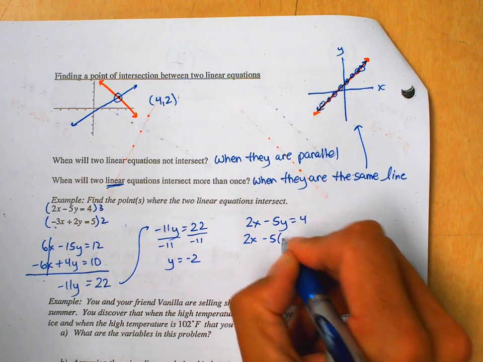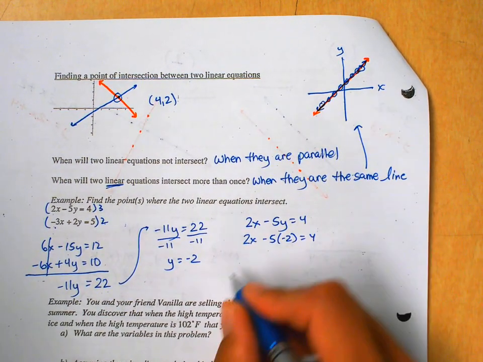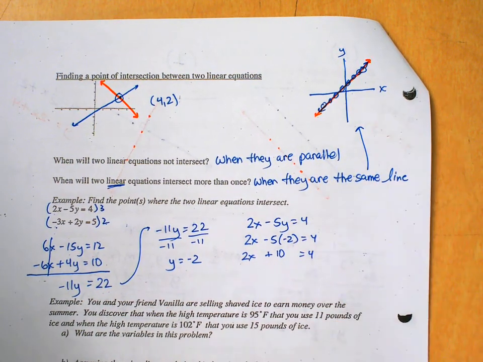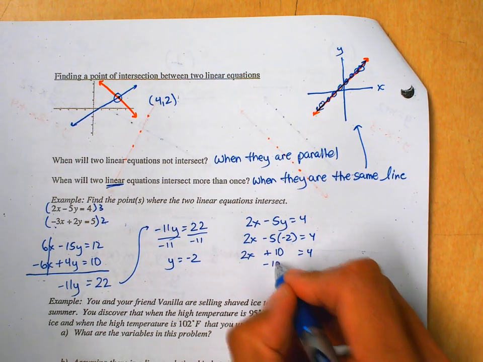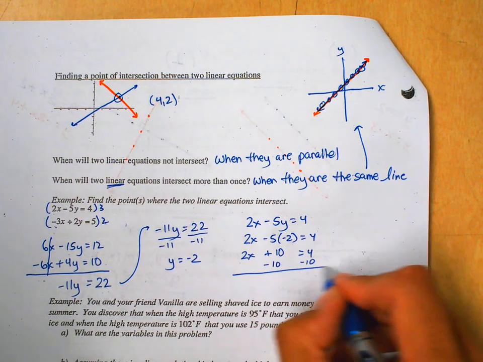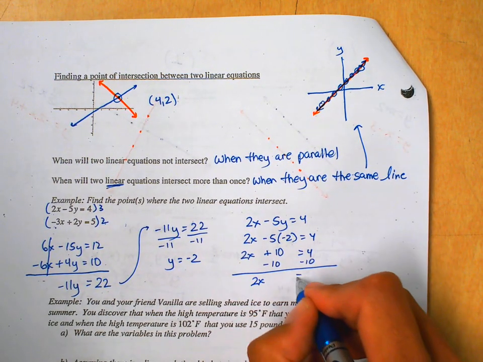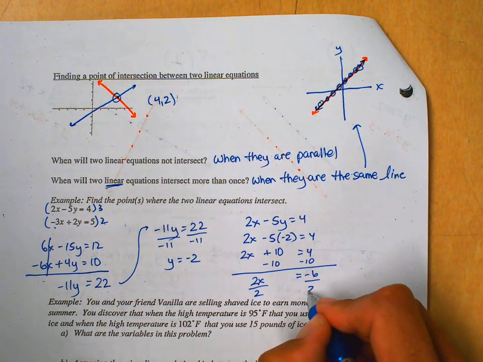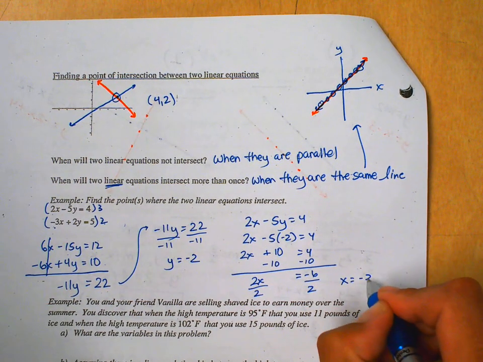2x minus 5 times negative 2 equals 4. So 2x plus 10 equals 4. Subtract 10. 2x equals negative 6. Divide by 2, divide by 2. We get x equals negative 3.